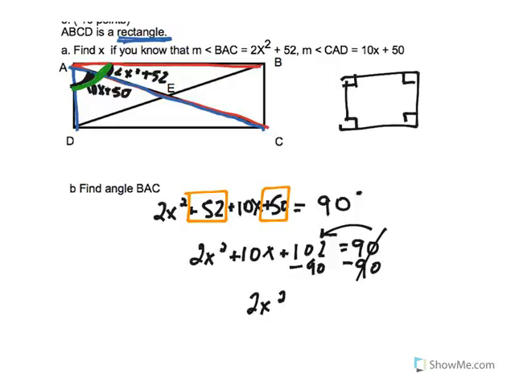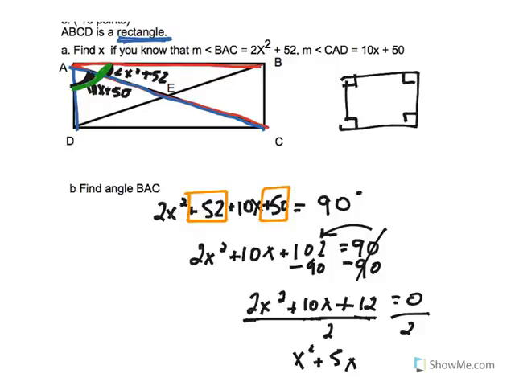I get 2x squared plus 10x plus 12 equals 0. Now, if I see this number here and it can be divided by all of these, I'm just going to divide this whole side by 2. It just makes the thing easier to factor. So I get x squared plus 5x plus 6 equals 0. So let's factor that now.